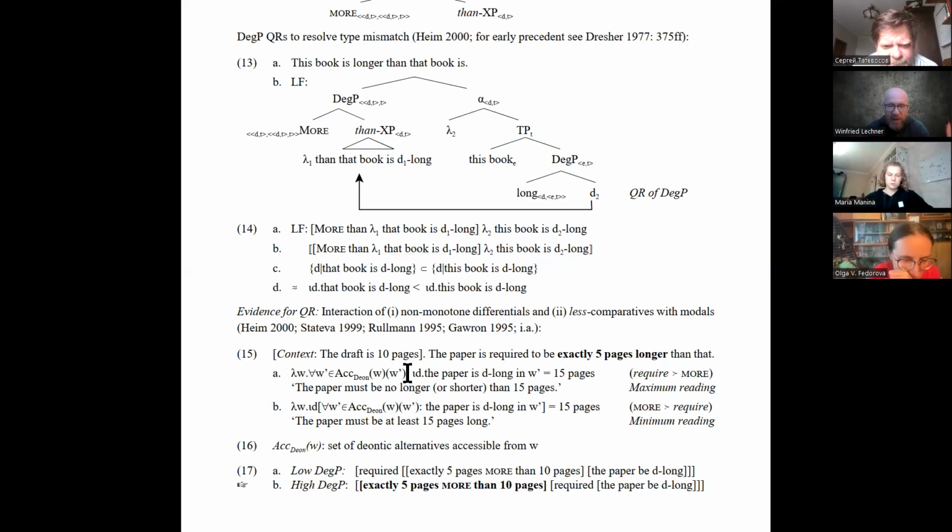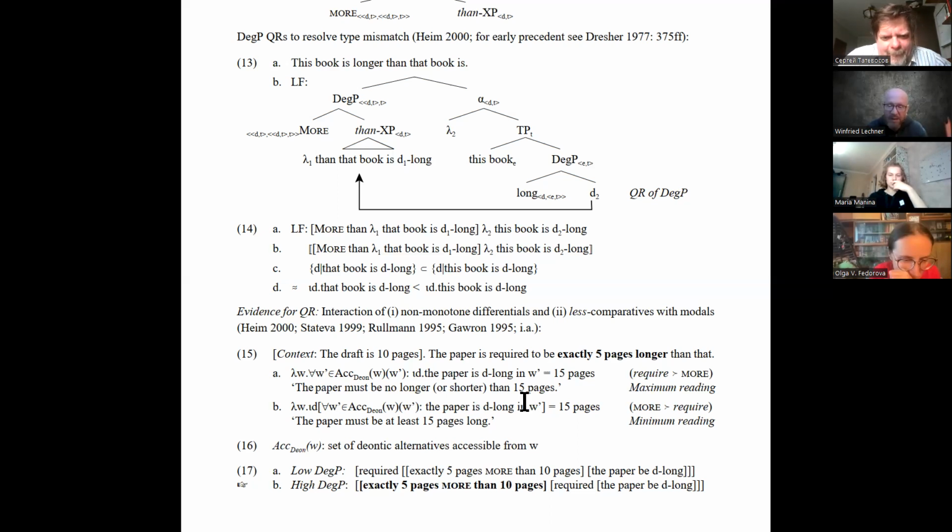So on the maximum reading, we require that for every world that is accessible in our deontic alternatives, in every world the requirements have to be fulfilled: the length of the paper is exactly 5 pages plus 10, 15 pages. So the paper needs to be exactly 15 pages in all those alternatives. In this reading, require scopes over the comparative relation.